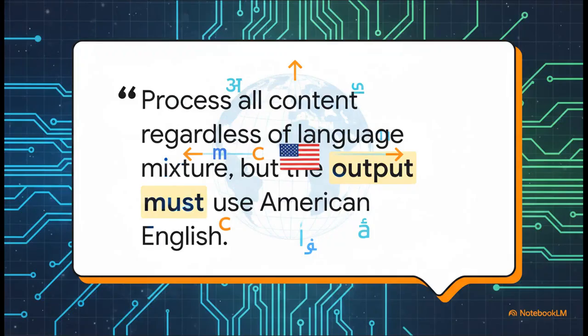For example, let's say your meeting notes are a mix of languages, which happens all the time on global teams. This constraint is a super clear directive. Understand everything you read, but when you write the final report, it has to be only in American English. It's a simple rule, but it guarantees a clean, consistent result.